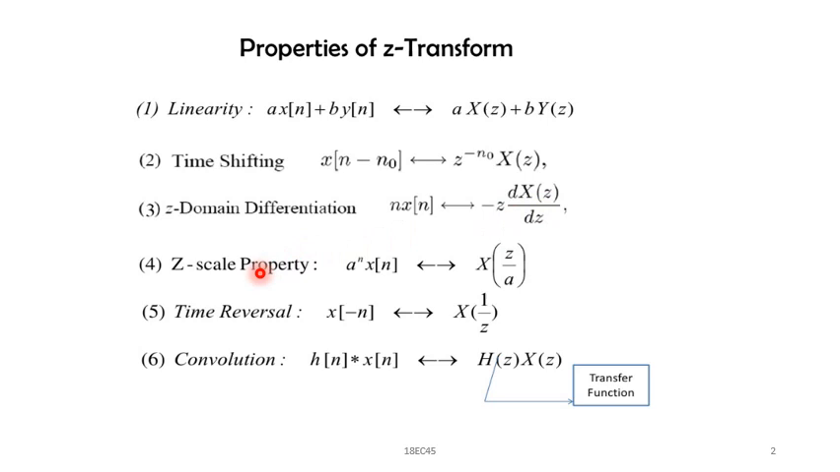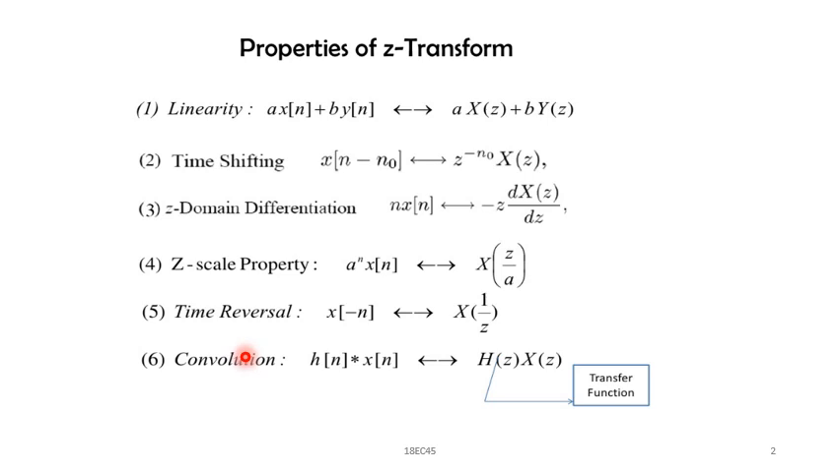Then the scaling property: a to the power n x of n, its Z transform is X of z by a, so scaled by a factor of a. And time reversal will reverse the input signal, that is x of n becomes x of minus n, and the Z transform is X of 1 by z, inverse of z.